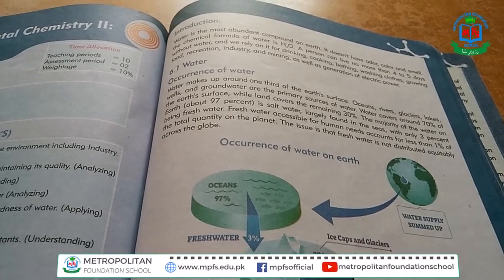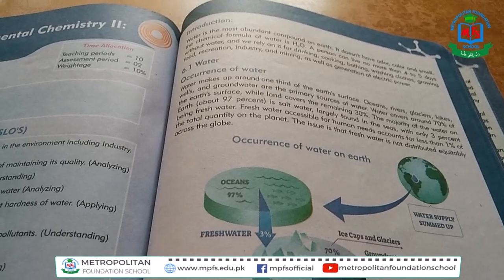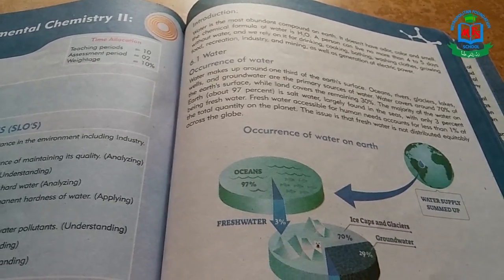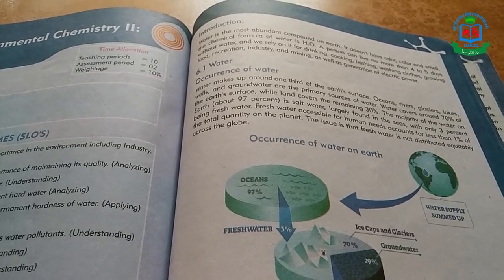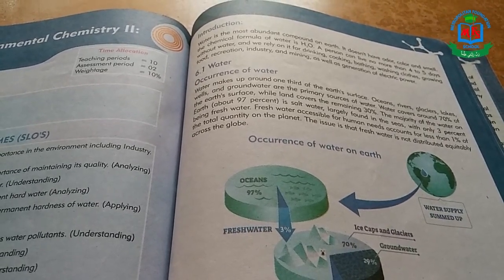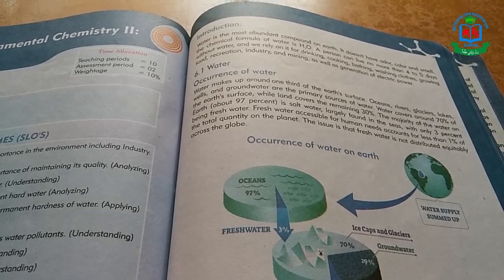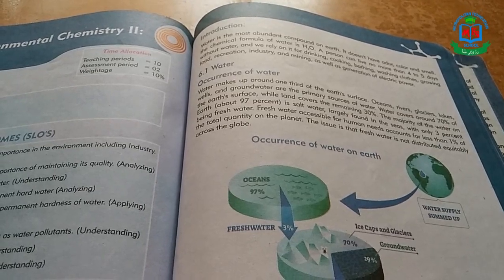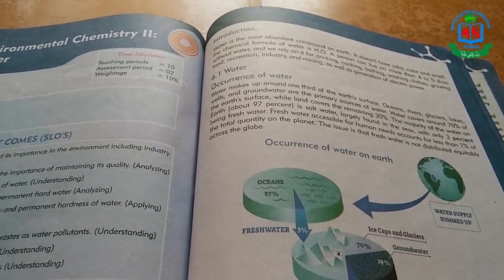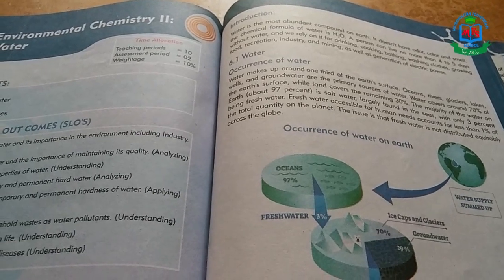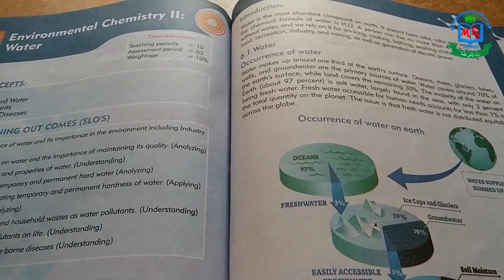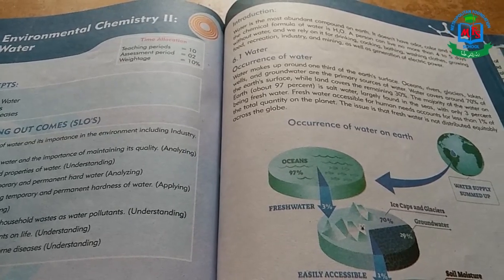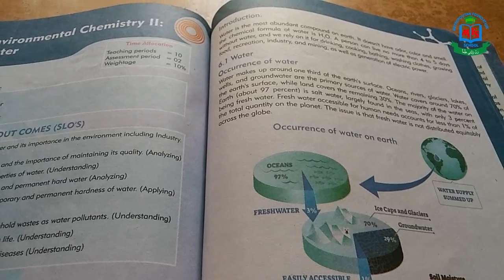As you know students, water is an essential part of the body of all living organisms. We also need water, and plants also use water for their growth and development. And all living organisms, for example animals, they also need water. First of all, we discuss here the occurrence of water.